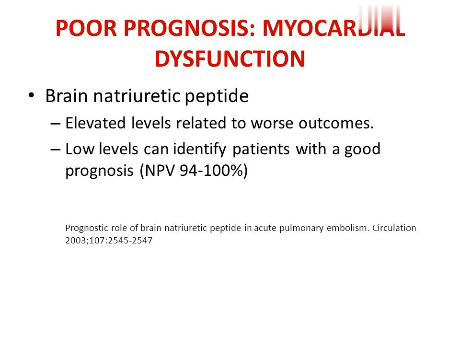Brain natriuretic peptide. Elevated levels related to worse outcomes. Low levels can identify patients with a good prognosis, NPV 94 to 100%. Prognostic role of brain natriuretic peptide in acute pulmonary embolism. Circulation 2003, 107, 2545 to 2547.